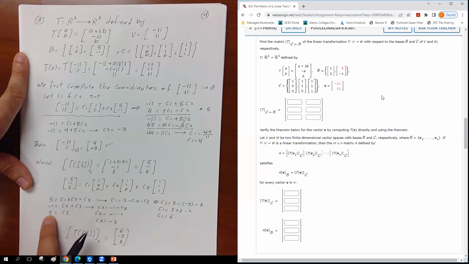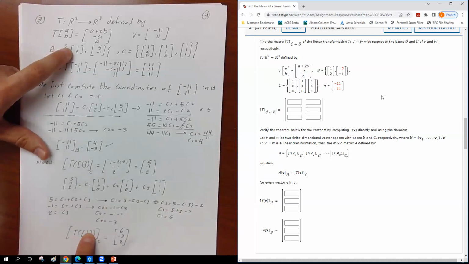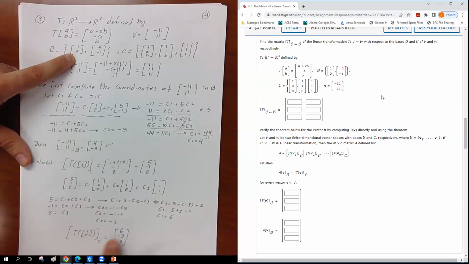Plug in C3 equals 2 here. So that means C2 is going to be -1 minus C3. C2 is going to be -1 minus 2. So C2 is going to be equal to -3. And I plug in -3 and 2 in the first equation to get C1 equals 6. So the first column from the base C, the transformation of (1, 2) with respect to the base C is going to be (6, -3, 2).